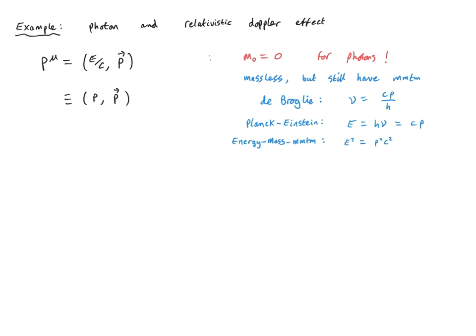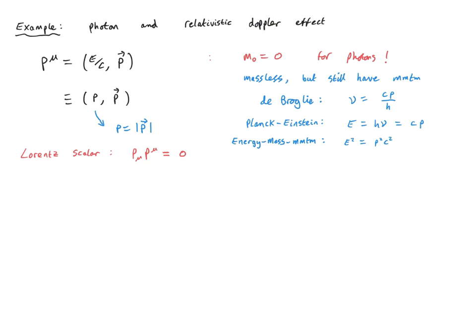Notice that this is perfectly consistent with the energy-mass-momentum relationship that we've just been discussing, which for a massless particle would imply that E squared is equal to P squared C squared, or that E over C is equal simply to P. So these equations are actually consistent. Here, P is of course just the magnitude of P vector, and P vector, as before, is the relativistic 3 momentum.